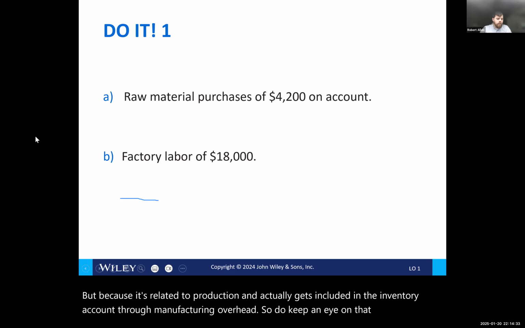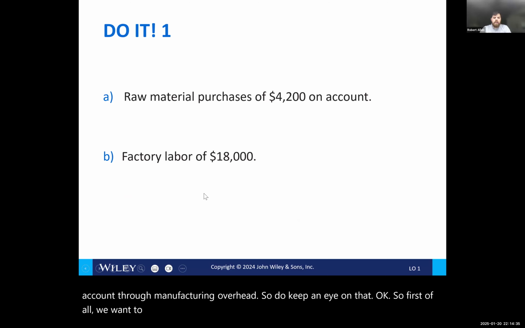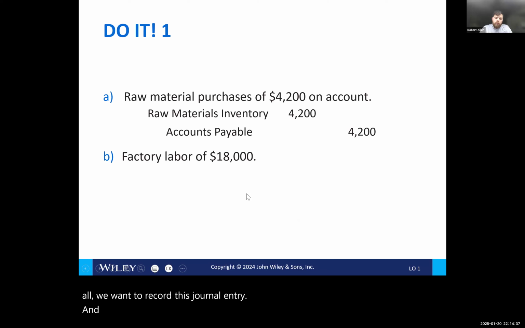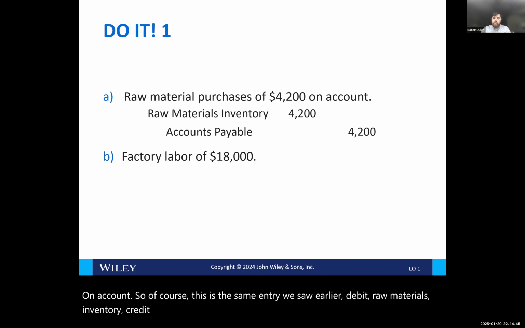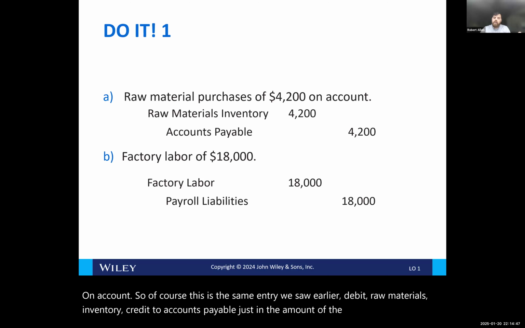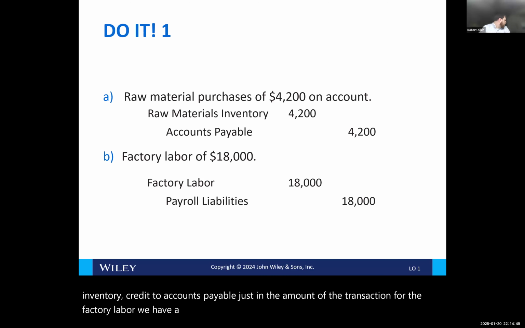Okay, so first of all, we want to record this journal entry. For the first one, we purchased some inventory on account. So of course, this is the same entry we saw earlier: debit to raw materials inventory, credit to accounts payable, just in the amount of the transaction. For the factory labor, we have a debit to factory labor and a credit to payroll liabilities for $18,000.